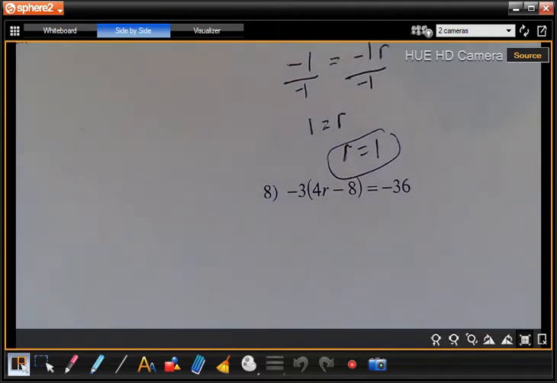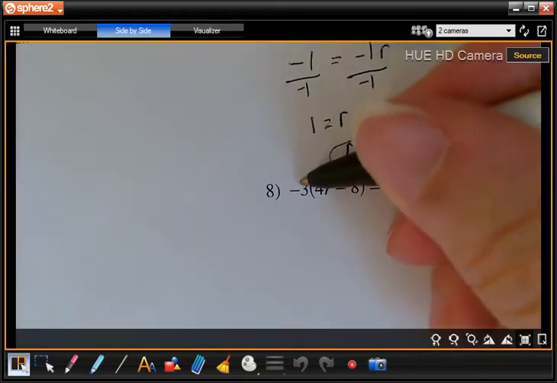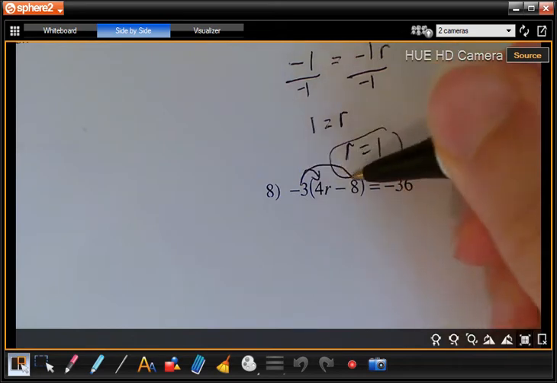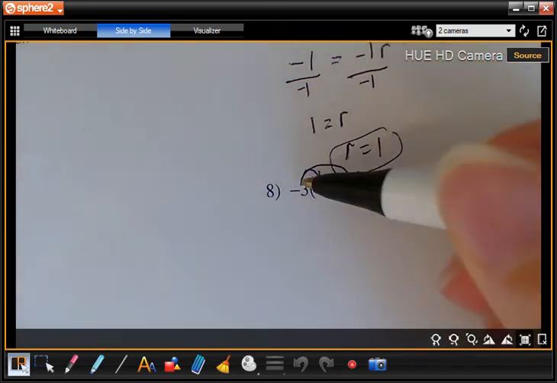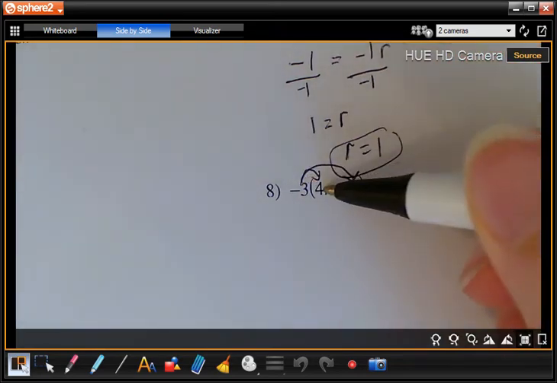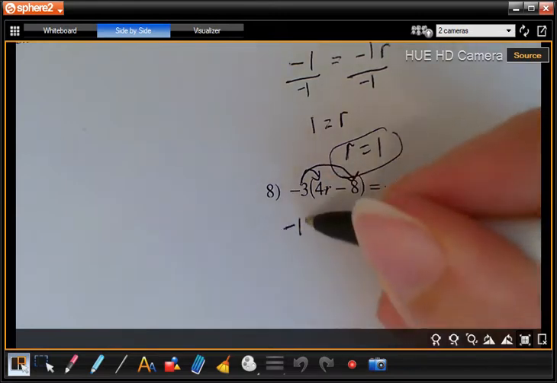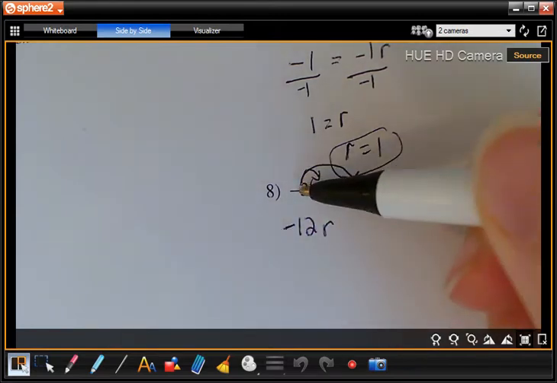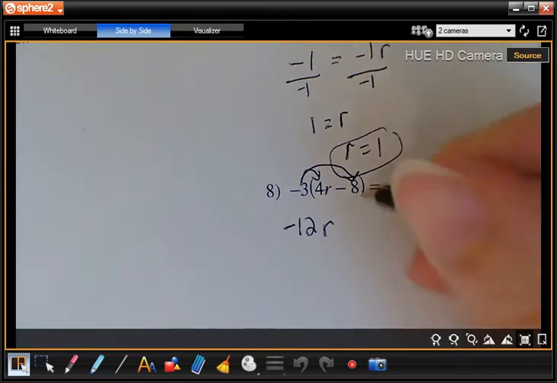We are now going to go ahead and look at number 8. Number 8 does have parentheses, and there are a couple ways to do this one, but we're going to just start with distributing. But you do not have to do it this way. You could divide by -3 first. So -3 times a +4 is -12r.